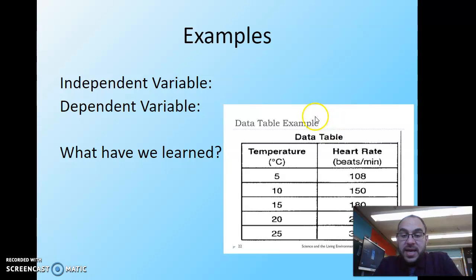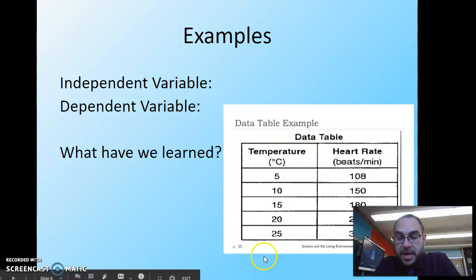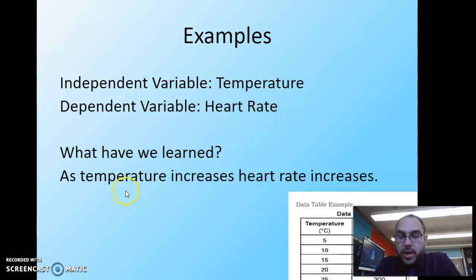So right here, we have a data table about temperature and heart rate. I know I'm cutting off some of these, but that's okay because you could still see what's happening. Take a minute to pause the video and answer these questions. All right, good. So what is our independent variable in this one? It's the temperature. We're changing the temperature. We're making it get hotter, okay? And then our dependent variable is the way our heart rate changes, okay? So as temperature increases, what happens to our heart rate? It increases. So temperature, heart rate, and what have we learned? As temperature increases, heart rate increases.